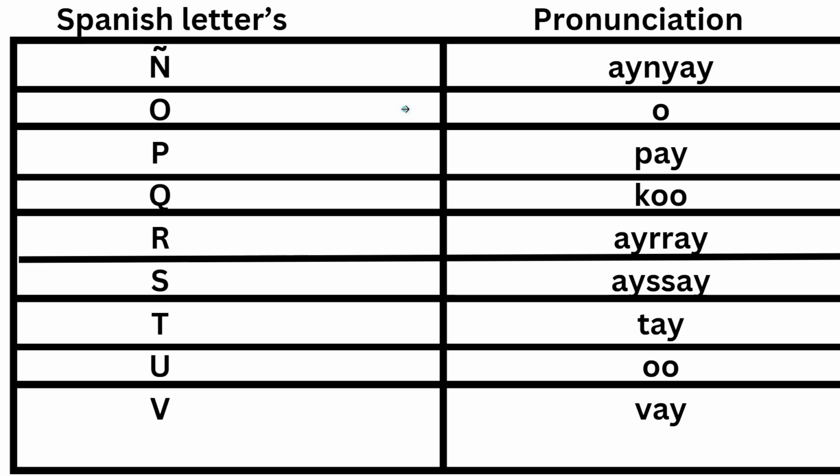Now O is similar to E, that is O. Now coming to P, we say it as pe. Now coming to Q, we say it as cu. R, we say it as erre. Now S, we say it as ese. Now coming to T, we say it as te. U, we say it as U. V, we say it as uve.